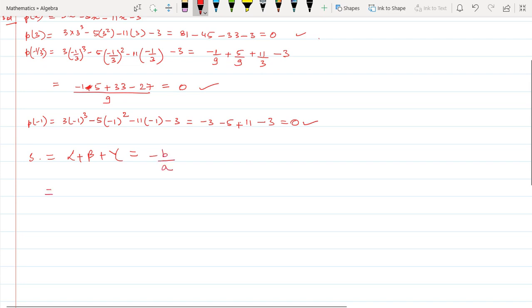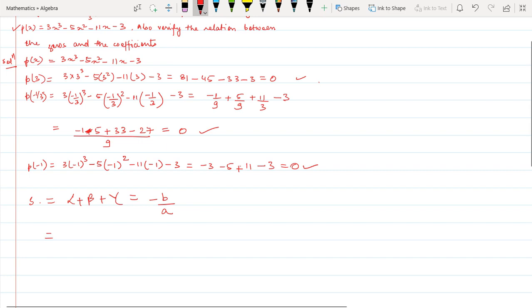Now you see alpha, beta and gamma are 3, minus 1 by 3 and minus 1. So I have alpha is equal to 3, beta is equal to minus 1 by 3 and gamma is equal to minus 1. I am going the alpha plus beta plus gamma route, which is equal to 3 minus 1 minus 1 by 3, that is equal to 2 minus 1 by 3, that is equal to 5 by 3.